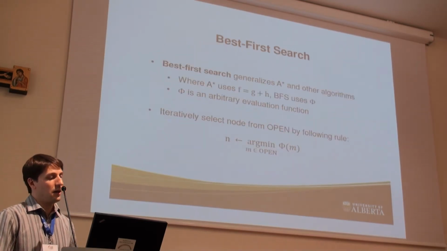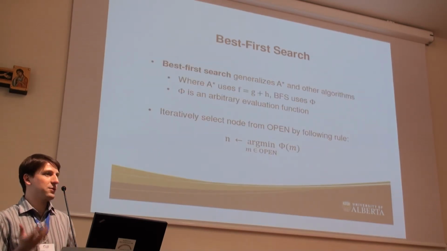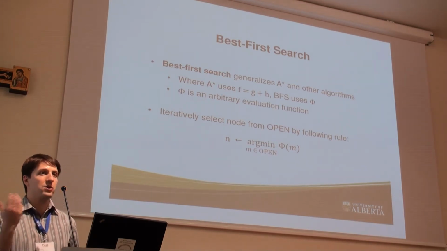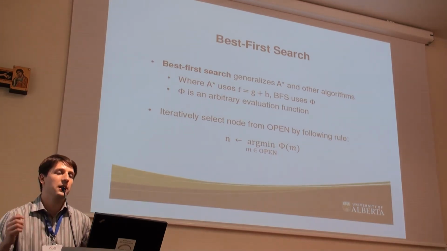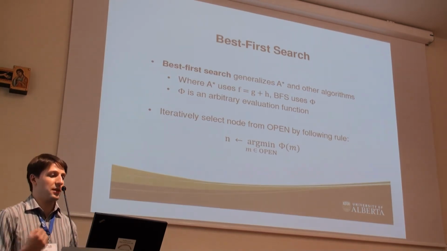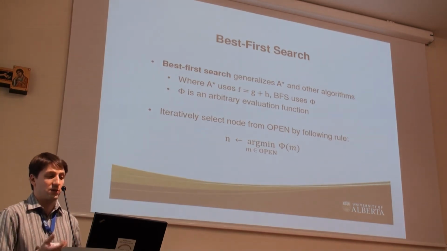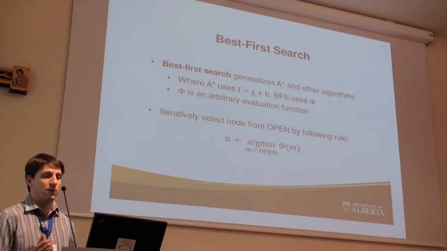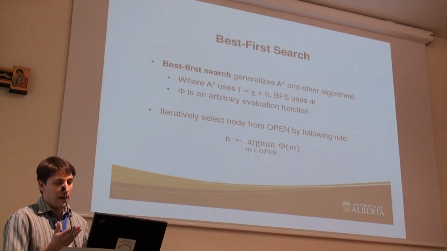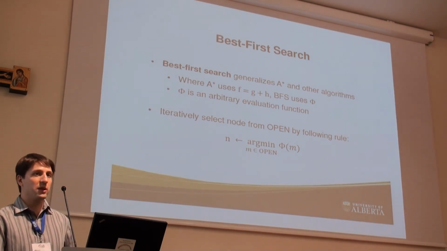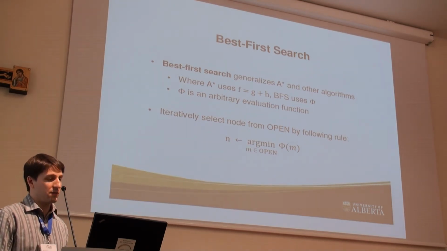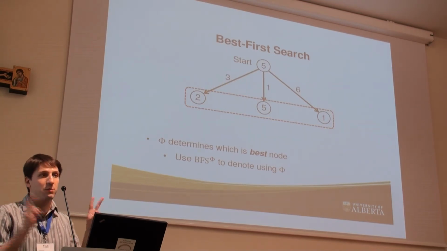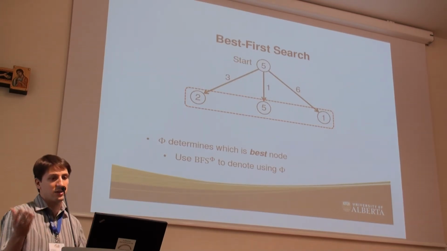When I say best first search, all I mean is A star and other algorithms of that kind, which have some sort of evaluation function and iteratively select nodes based on that evaluation function. A star just uses F, where that's G plus H. BFS is going to use an arbitrary evaluation function phi, and it's going to iteratively select the node on the open list that has the lowest value according to phi. So if we're talking about a graph like this, phi is going to determine which is the best node at each moment, just as A star does.